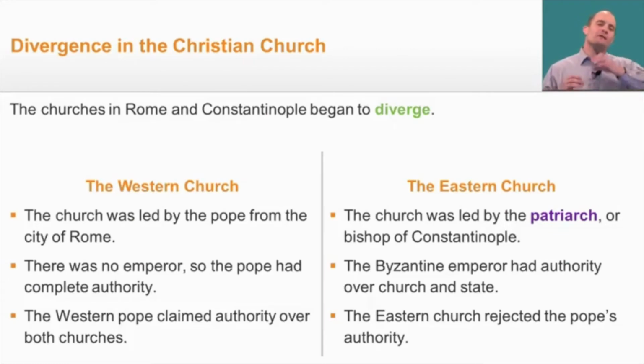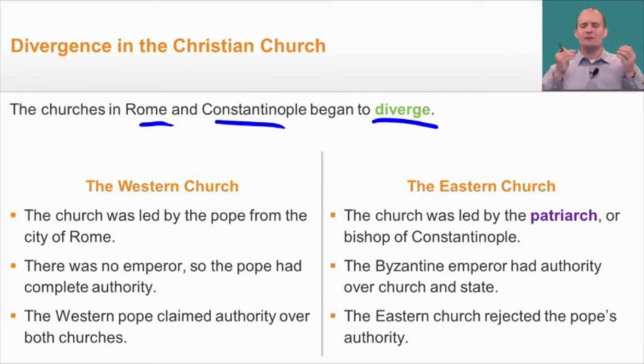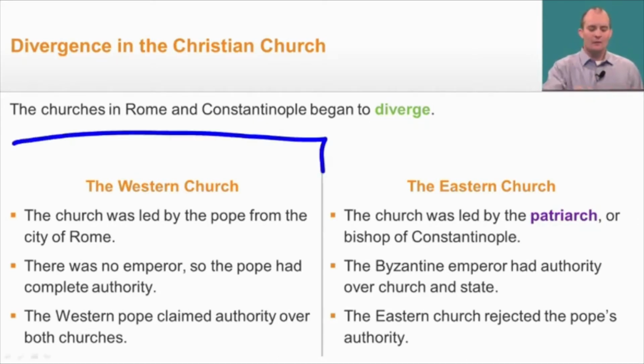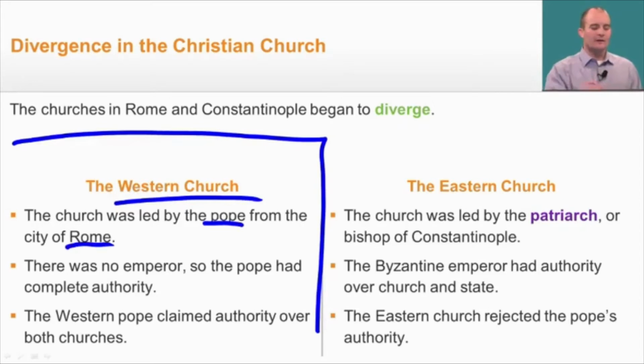After the division of the Eastern and the Western empires, the churches in Rome and Constantinople began to diverge, or move apart. And you can see why. There were different cultures, there were different languages, there was a great deal of distance between the two, and there was not much contact between the two. So what happened is you had the Western Church form, and the Western Church was led by the Pope, and that Pope was centered in Rome.